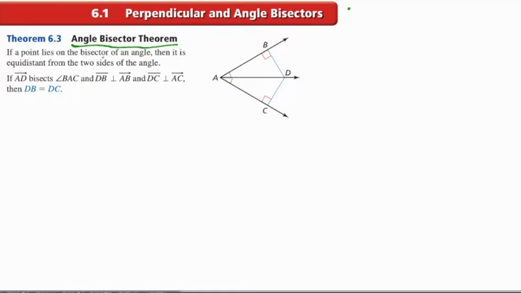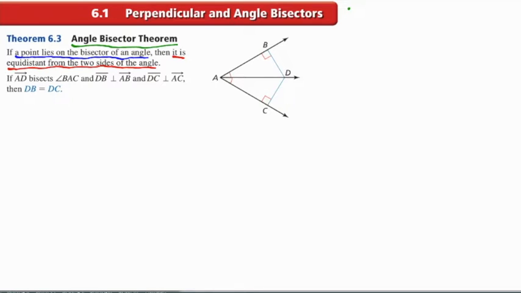If a point lies on the bisector of an angle, then it is equidistant from the two sides of the angle. Everything following the word if is the hypothesis. That's what we want to check if it's true or false. And everything following the word then is the conclusion. That is the result we expect if the hypothesis is true.